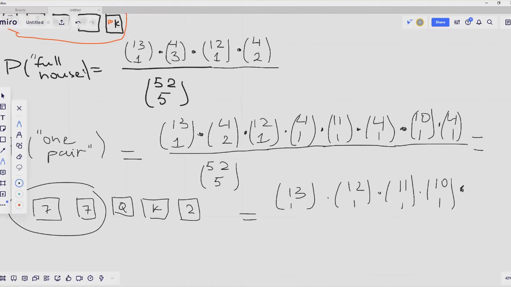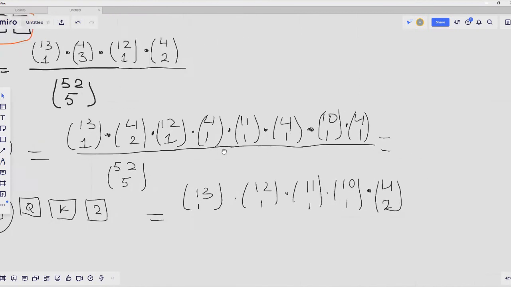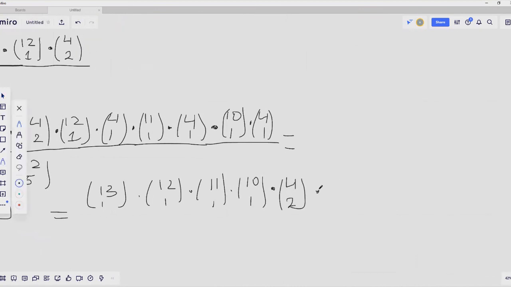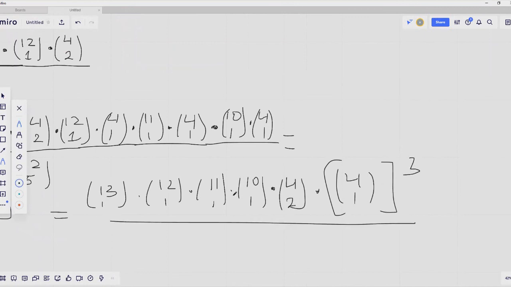multiplied by 4 choose 2, multiplied by 4 choose 1 to the power of 3, divided by 52 choose 5.